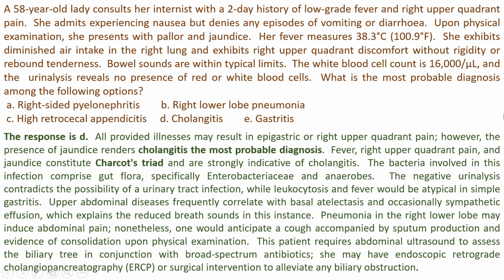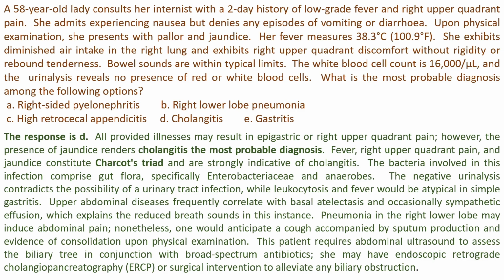All provided illnesses may result in epigastric or right upper quadrant pain. However, the presence of jaundice renders cholangitis the most probable diagnosis. Fever, right upper quadrant pain, and jaundice constitute Charcot's triad and are strongly indicative of cholangitis. The bacteria involved in this infection comprise gut flora, specifically Enterobacteriaceae and anaerobes.